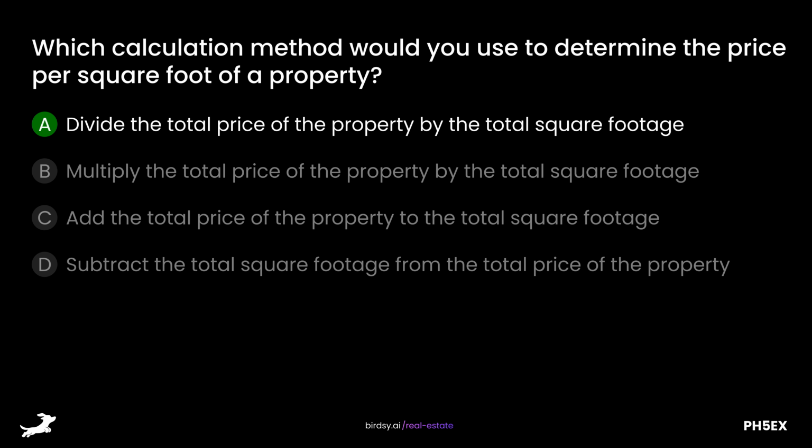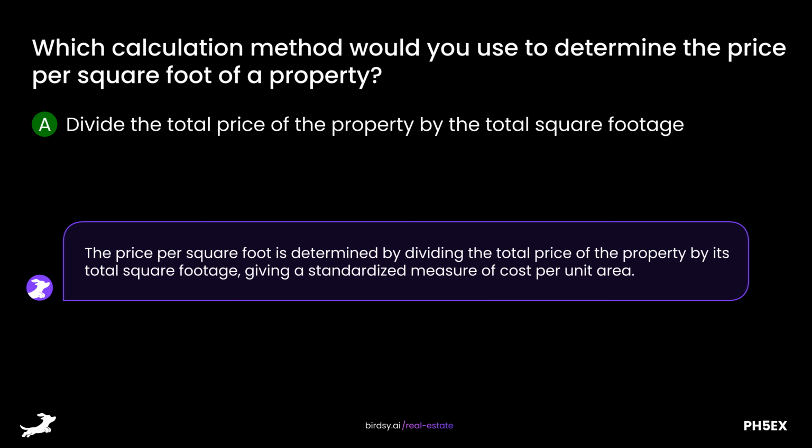The answer is A, divide the total price of the property by the total square footage. The price per square foot is determined by dividing the total price of the property by its total square footage, giving a standardized measure of cost per unit area.